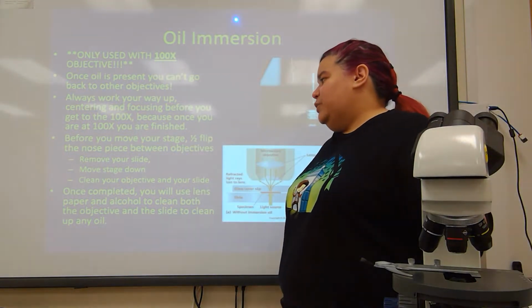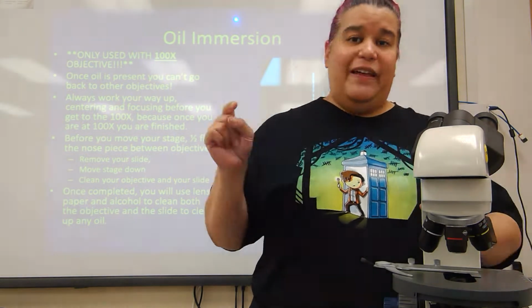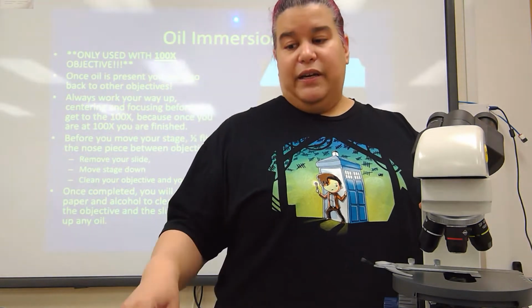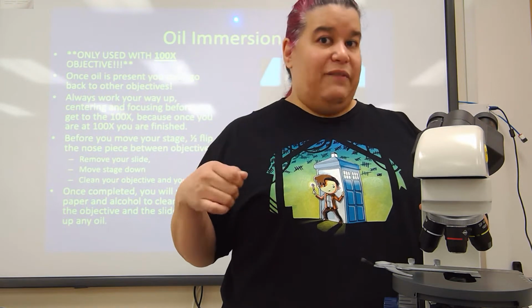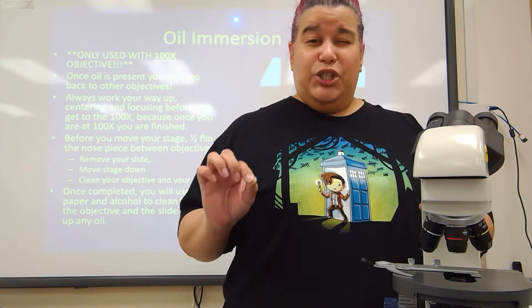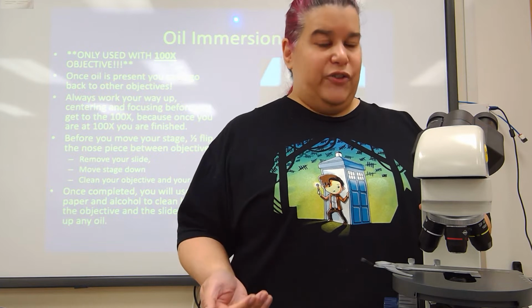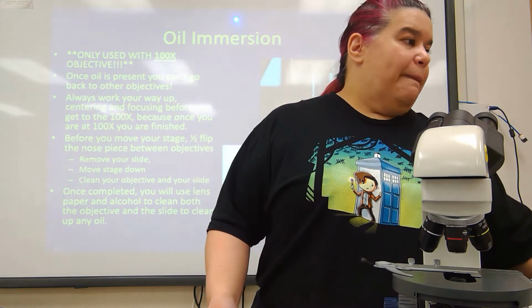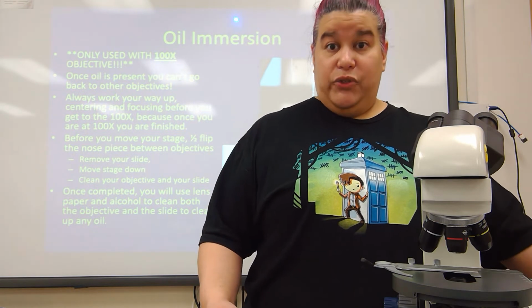Once you're completed, you will use lens paper and alcohol, like I said, to clean both the objective and the slide. Now, most of the time when we're doing slides in micro, we don't have cover slips. We don't have anything like that. So it's a little bit more challenging because once you use oil immersion, there really isn't a good way to clean your slide off. So that is the lecture on the microscope for the lab.